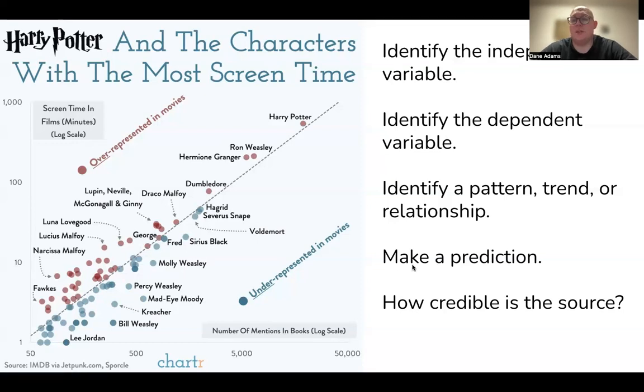This next one says make a prediction, which is kind of similar, right? If there is a relationship, then you can make a prediction. You can say the more times a character is mentioned in the book, the more screen time they're probably going to get. And that would be valid based on this data.